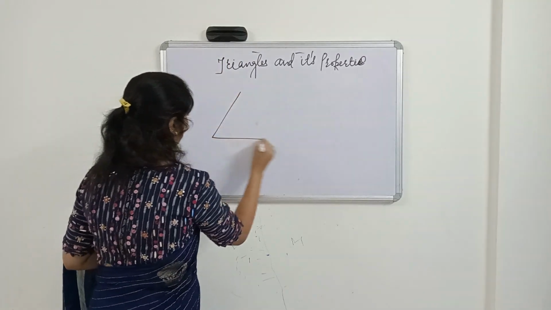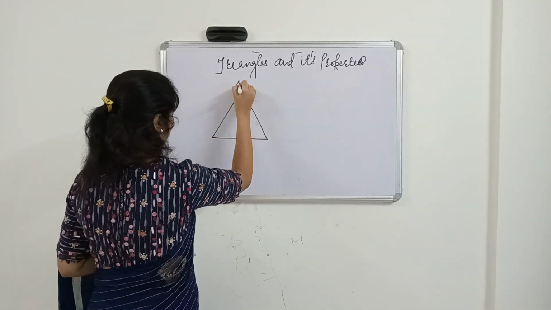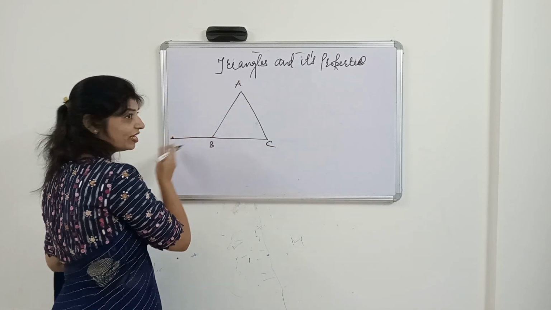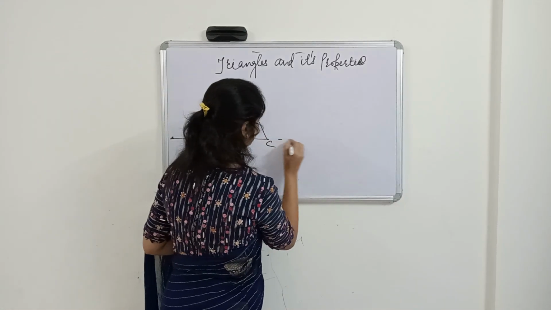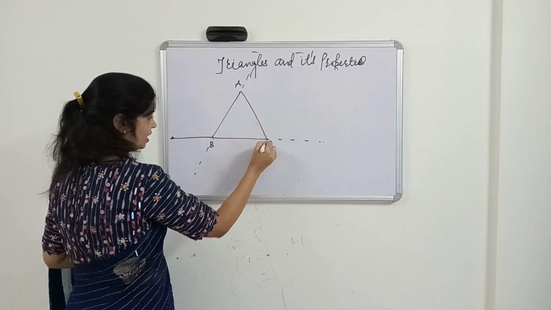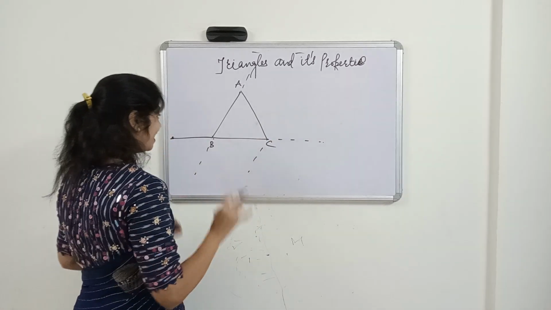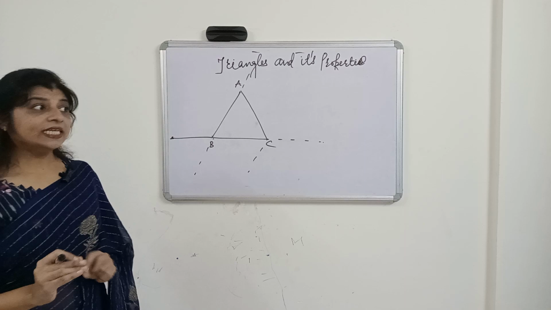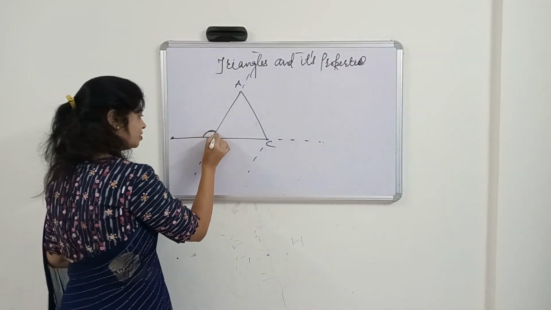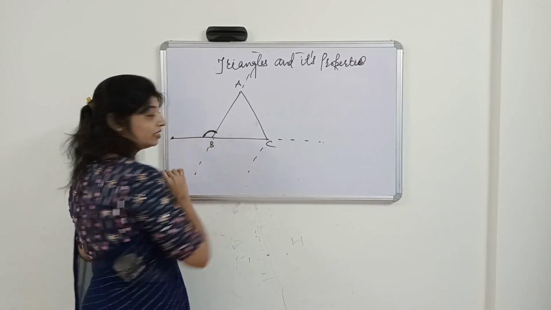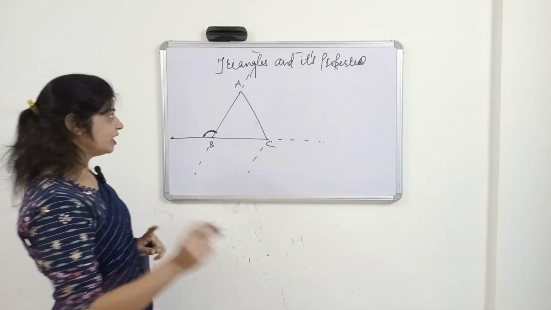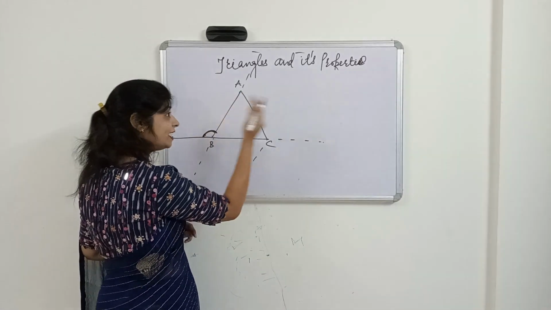When you draw a triangle ABC and take any exterior angle, I have taken towards B, you can take towards C also, you can take towards A also, doesn't matter. Any exterior angle, meaning the angle formed outside the triangle, the measure of this angle is always equal to the sum of its interior opposite angles.